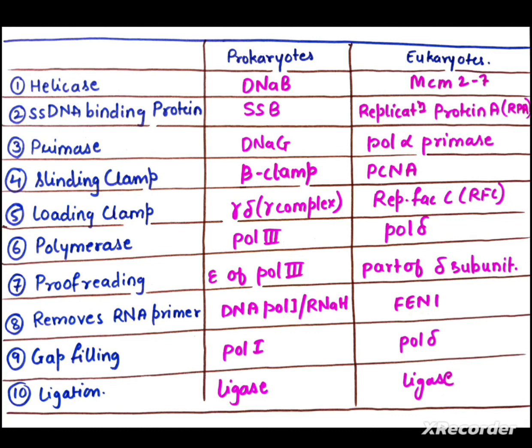Who removes the primers? In the case of prokaryotes, we have Pol 1, and sometimes it can also be RNase H that removes the primers, while in eukaryotes, flap endonuclease 1 removes the primers. Gap filling is done by Pol 1 in prokaryotes, while it's done by Pol delta solely in eukaryotes. And ligation is done by DNA ligases, wherein the last phosphodiester linkage is made and it is ligated.